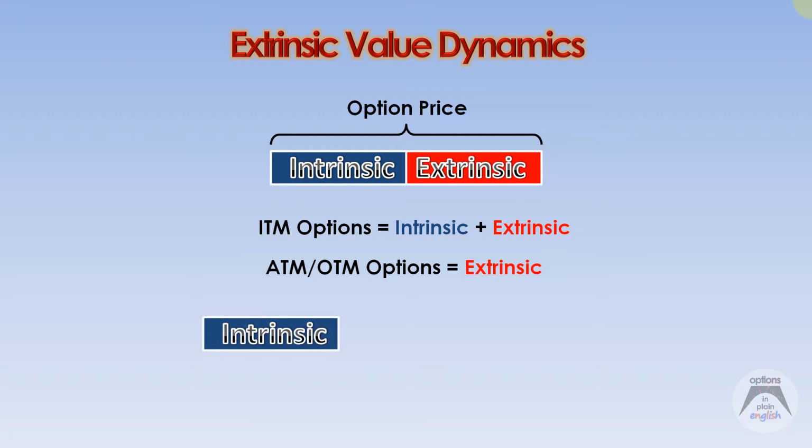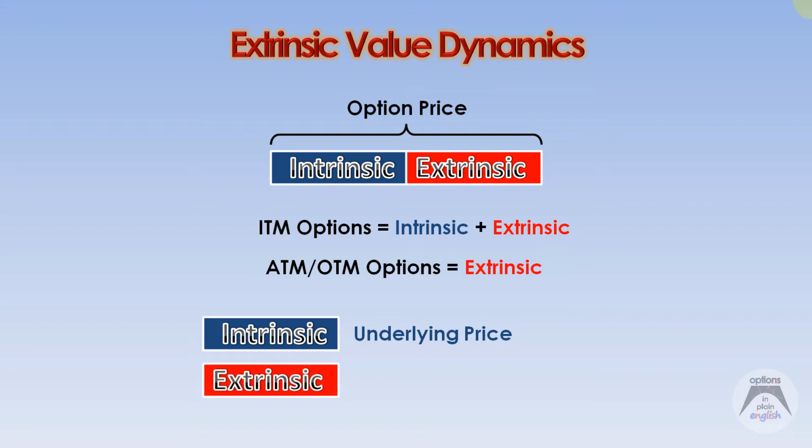So intrinsic value depends on where the underlying price is. For a certain option with a certain strike price, where the underlying price is, is the only factor we need to consider when we want to figure out the intrinsic value of an option. So it doesn't matter what the implied volatility is. It doesn't matter which month it is. It's only based on a comparison between the underlying price and the strike price.